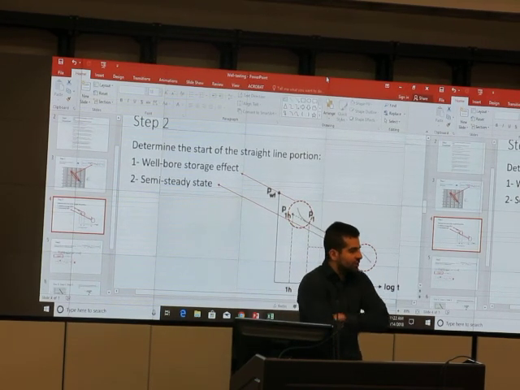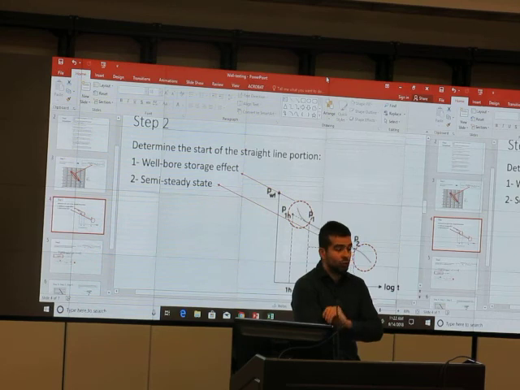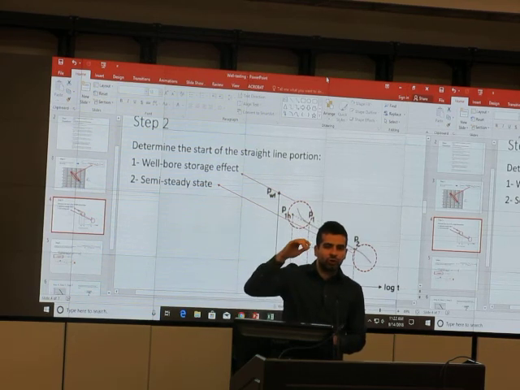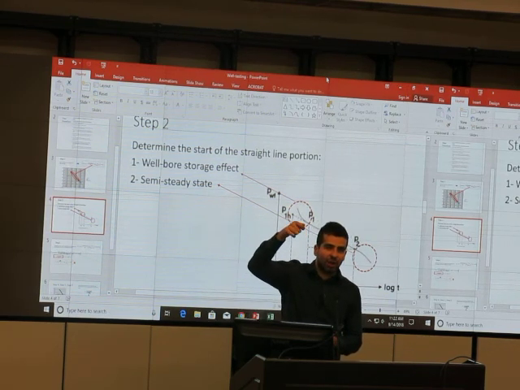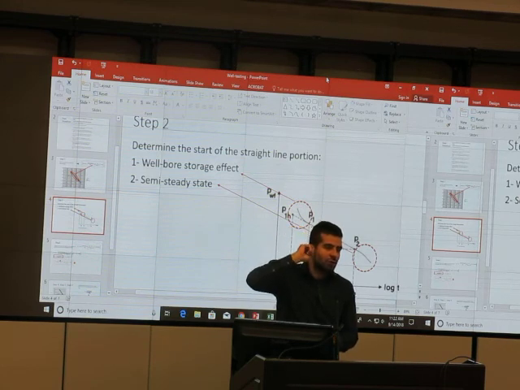Let me ask this question. Do we have wellbore storage if it was a water well? You don't know what wellbore storage is? Okay, let's say you want to open the valve on top of the well. So, you open the choke, is that what you're saying?